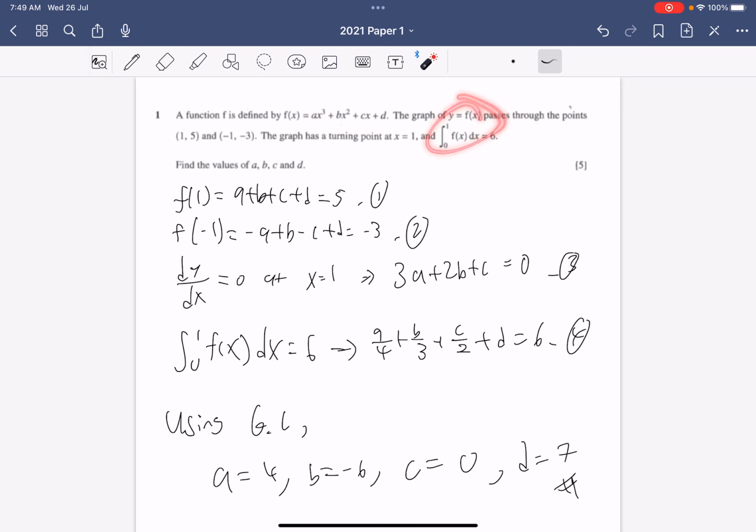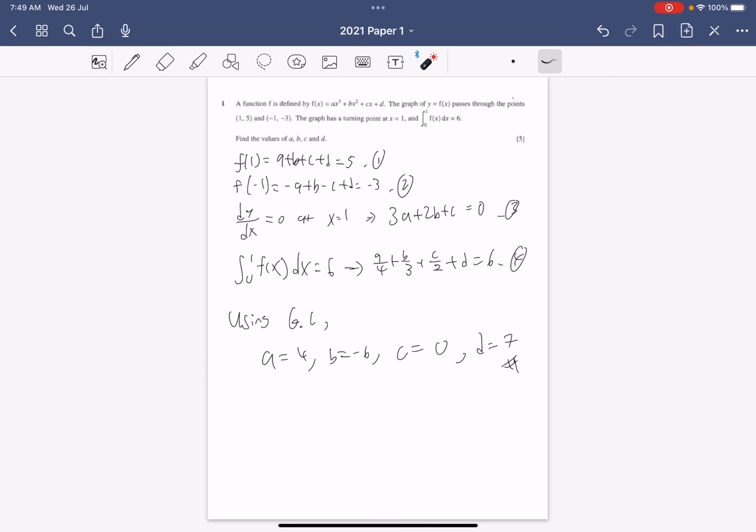And then they tell you the integral equals to 6. So similarly, you integrate f(x) and sub in the according values, and this should be 6. So now with 4 equations, you can use your GCE, put into the simultaneous equation solver, and you'll get that a equals to 4, b equals to minus 6, c equals to 0, and d equals to 7.